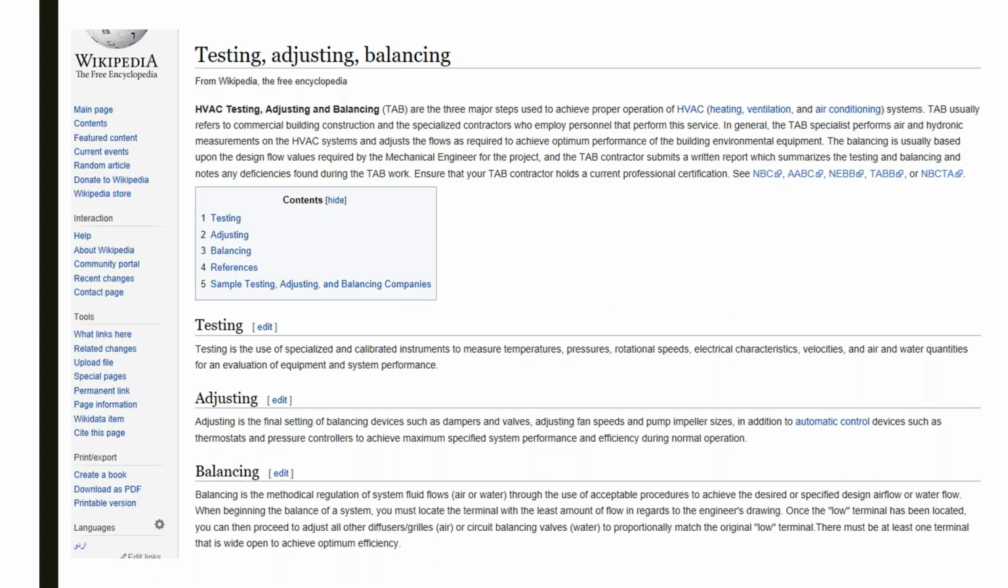Now, TAB work breaks down into two categories. There's new construction, where you have a brand new building being built and you're trying to test, adjust, and balance to the engineer's design. And so that's a completely different focus. The goal is to get the equipment balanced to the point of the engineer's design as best you can. So you have that piece of paper, all the information from the new construction.